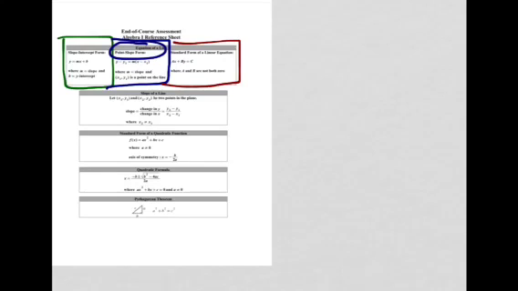And the point-slope form of an equation looks like this. y minus y1 equals m times x minus x1, where m is the slope and x1 and y1 are a point on the line. So m is the slope of the line and x1 and y1 are a point on the line.